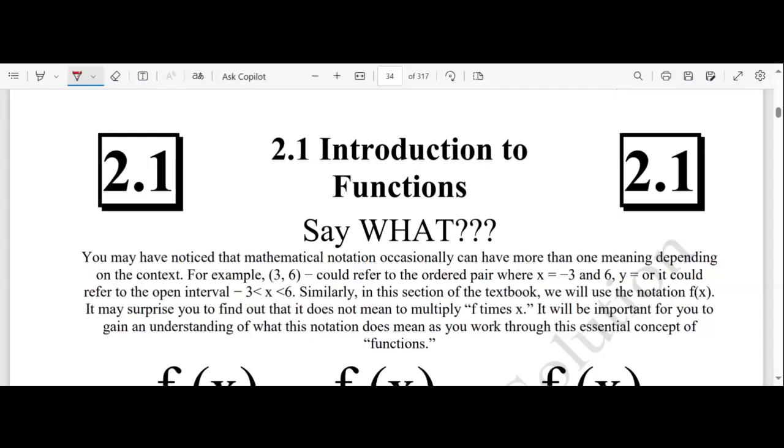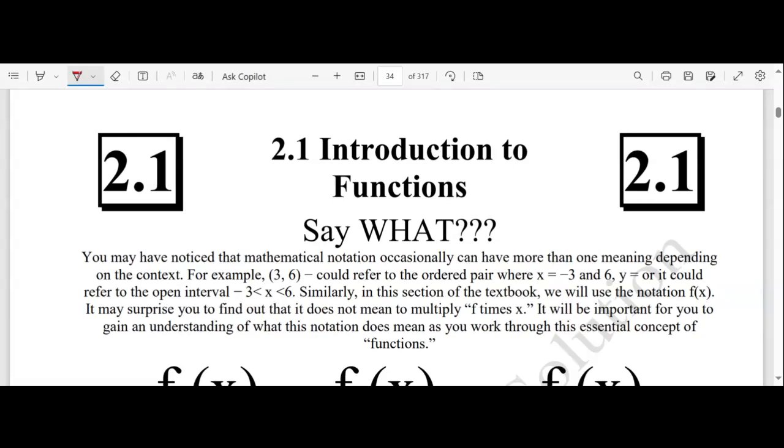2.1 Introduction to Functions. You may have noticed that mathematical notation can occasionally have more than one meaning, depending on the context. For example, (-3, 6) could refer to the ordered pair where x equals -3 and y equals 6, or it could refer to the open interval x greater than -3 and less than 6.